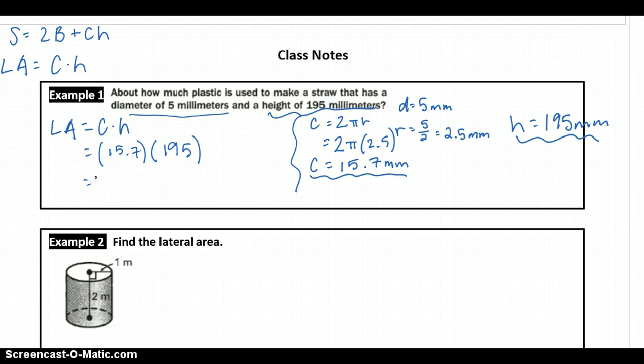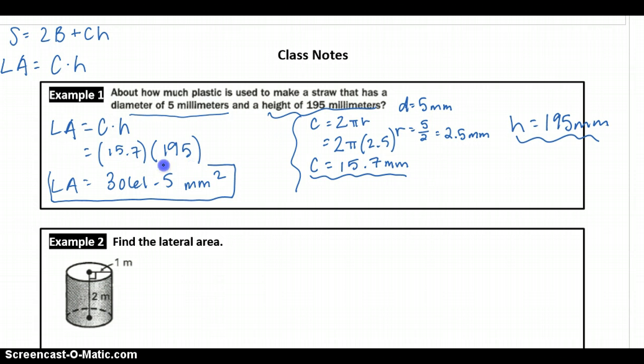And when I multiply these together, what do we get? I'm going to plug it into a calculator. 15.7 times 195. No one has a calculator? 3,061.5. I agree. What are my units going to be for lateral area? It's going to be units squared, and we're dealing with millimeters here. Lateral area is a type of area. We're finding the area of the side, so we do have units squared.